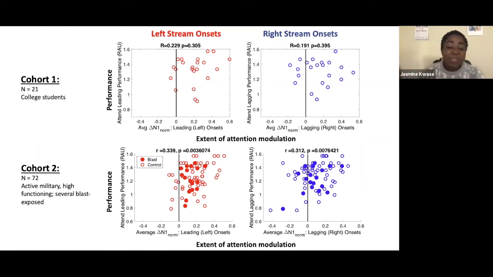Excellent. Note that this is a separate group than the first cohort, and that 17 of them actually had blast exposure, as indicated by the filled-in circles. Perhaps the latter cohort represented a larger spread in top-down cognitive control abilities.